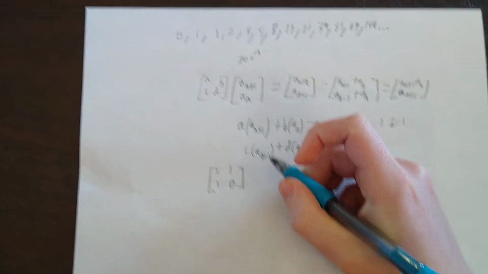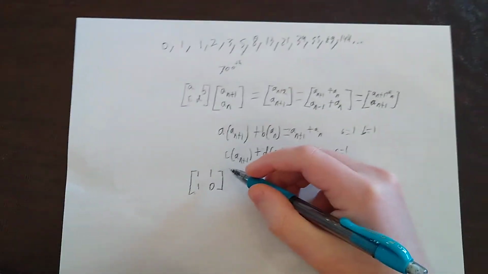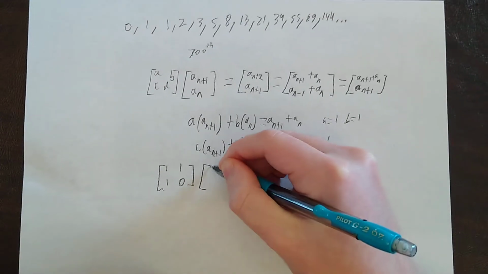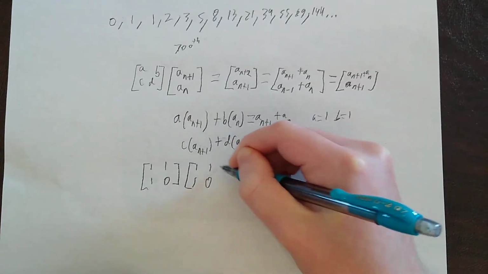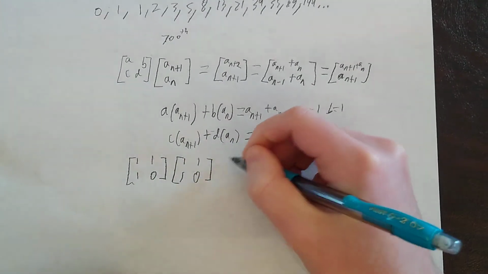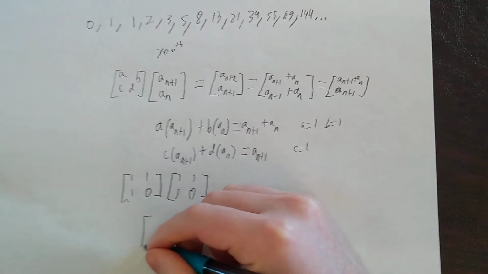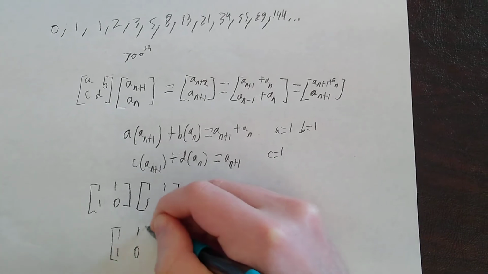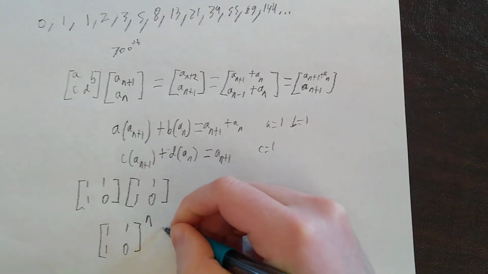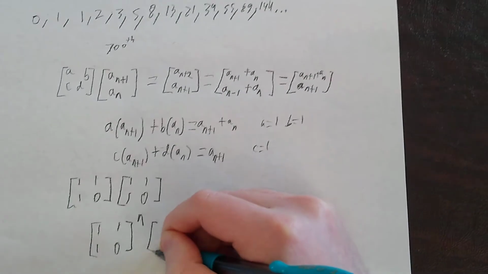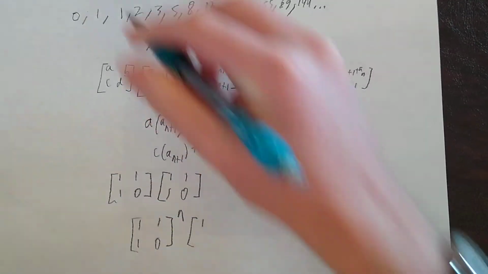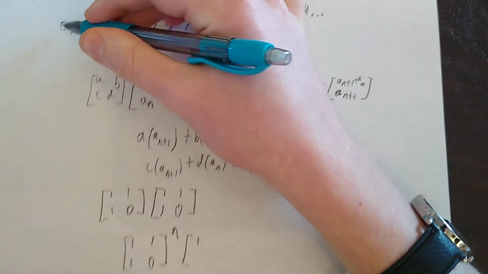And as you know, if you want to do this action again, we just square it. And if you want to do it however many times, you just take it to a power. And then we just multiply that by the starting term, which would be 1 and 0.